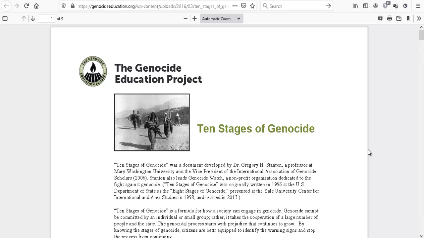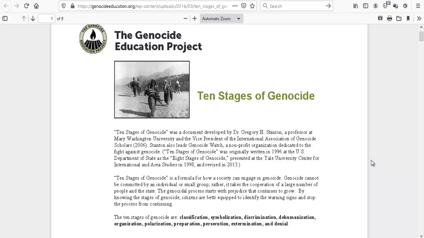So there is this education project called the Genocide Education Project by Dr. Gregory H. Stanton, a professor at Mary Washington University and the vice president of the International Association of Genocide Scholars in 2006. Stanton also leads Genocide Watch, a non-profit organization dedicated to the fight against genocide. The 10 Stages of Genocide was originally written in 1996 at the U.S. Department of State, presented at the Yale University Center for International and Area Studies in 1998 and revised in 2013.